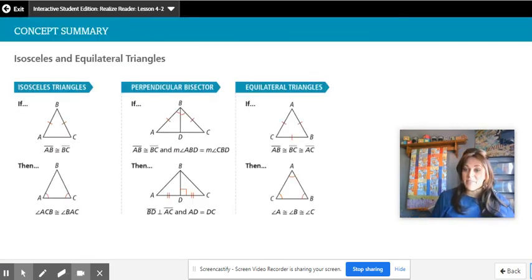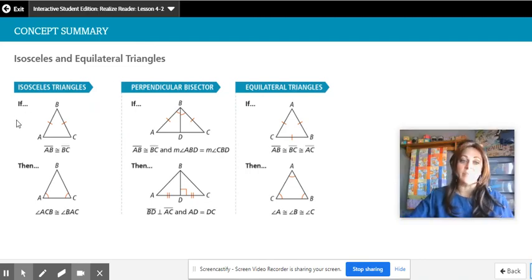Okay, lots of information. That was probably the biggest lesson we've had so far. So isosceles triangle: if a triangle is isosceles, then the base angles are the same. Which is the isosceles triangle theorem. If the sides are congruent, then the angles are. The converse would be if the angles are congruent, then the side lengths are.